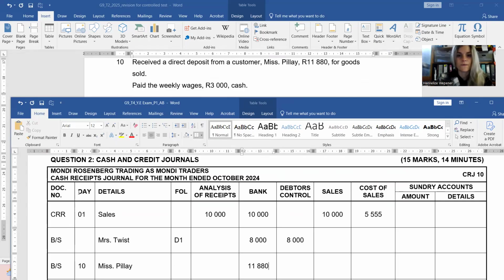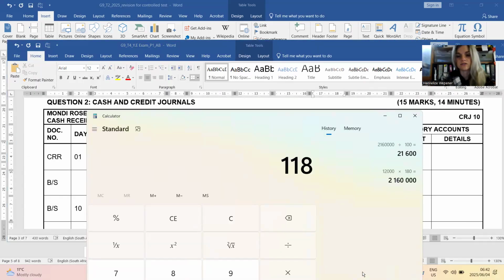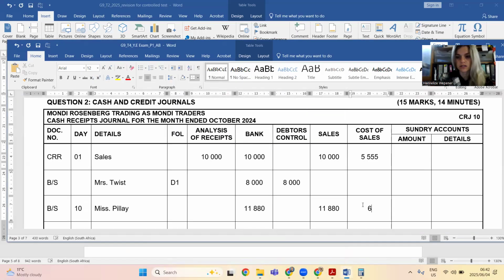And this was for goods sold. So in other words, a sales transaction. You know that you cannot have sales without cost of sales. So you take your selling price, was it 880 or just 800? 880. So take the selling price, you want cost. Cost is always 100. You are working with the selling price. So 6,600 is your cost of sales.